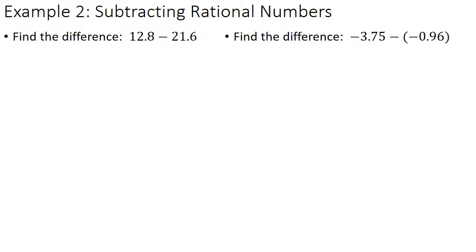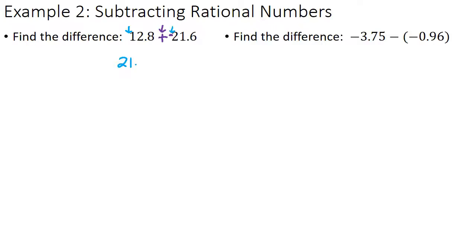For example number 2, we're going to be subtracting rational numbers. So we're going to find the difference between 12.8 and 21.6. So 12.8 minus 21.6. So what we're going to be doing here is we're going to be changing this subtraction sign into an addition sign. By doing that, we have to make this a negative number. So now we have 12.8 plus negative 21.6, and now we can follow those regular rules of adding integers. Since we are now adding a positive and a negative, we're going to treat it like regular subtraction. We're going to take the bigger number minus the smaller number.